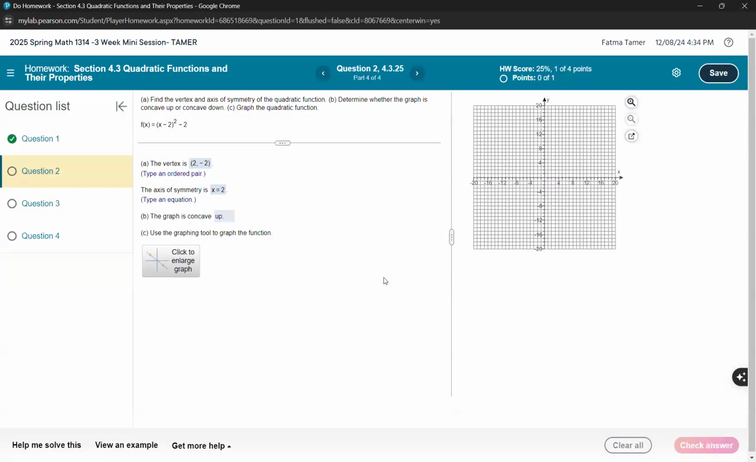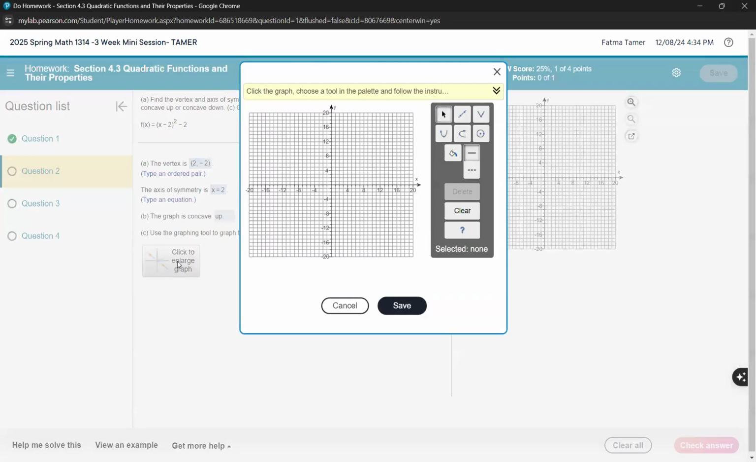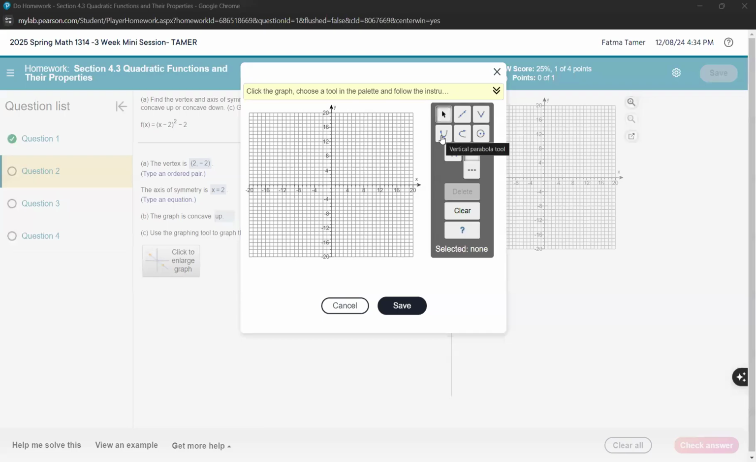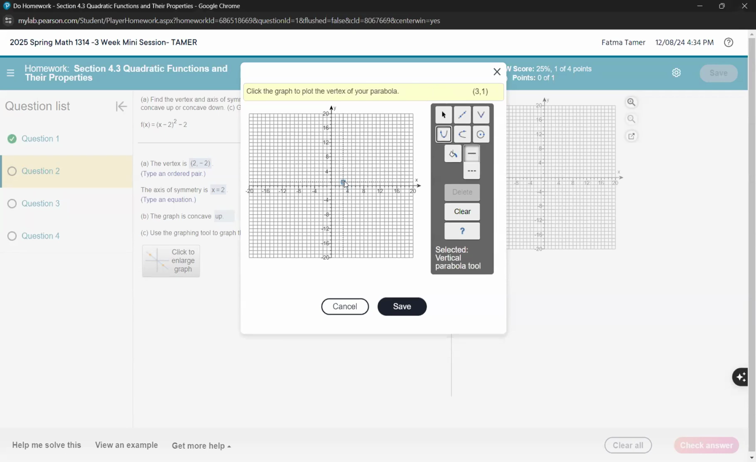And then the last part is asking for the graphing tool. So I'm going to click to enlarge the graph. Let me make sure that I am sharing the graph this time. And then I think I was sharing it. So I am going to grab the vertical parabola tool. And then we're going to first start by locating the vertex. We know that the vertex is (+2, -2). That's where the vertex is. So I'm going to just drop the vertex.